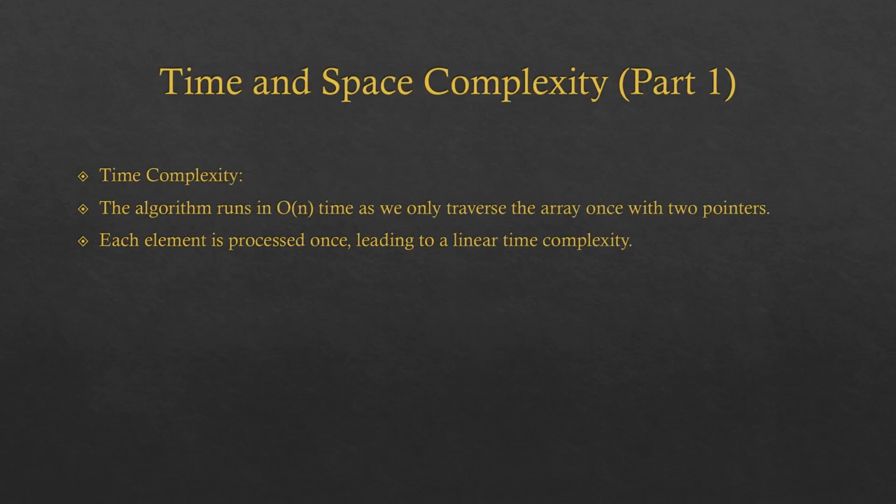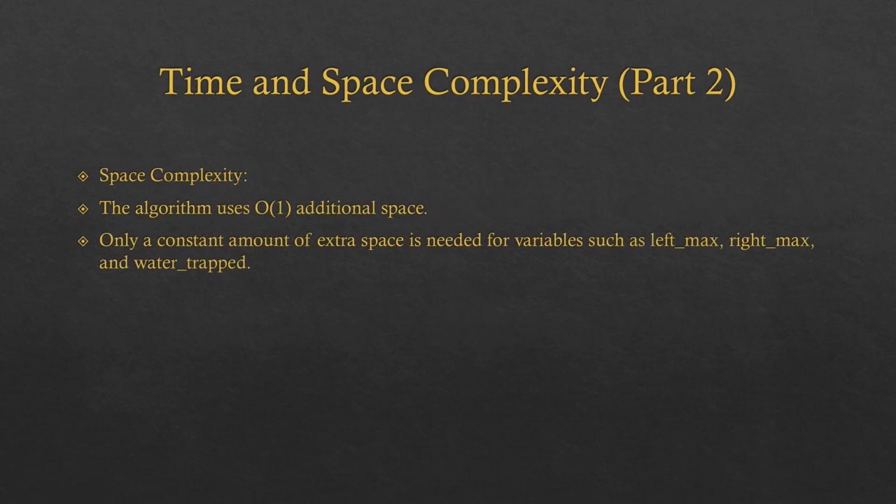Now let's analyze the time complexity. Since we traverse the array once with 2 pointers, the time complexity is O(n), where n is the size of the array. As for the space complexity, the algorithm uses O(1) extra space since we only store a few variables for left max, right max and water trapped.